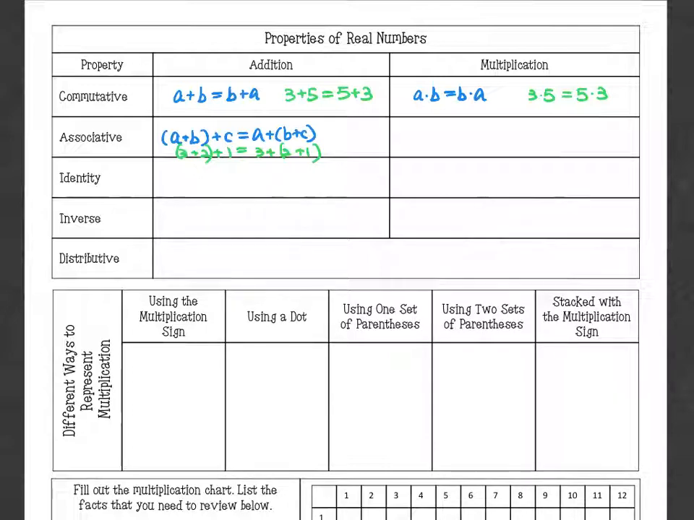Same thing with multiplications. If I do A times B first times C, that should make no difference as A times B times C. So if I do 3 times 5, that's 15. 15 times 2, that left-hand side would give me 30. On the right-hand side, if I do 5 times 2 first, that gives me 10. 10 times 3 gives me 30. So they equal each other. Oops, I used the wrong color. I will just do it this way. That's an example.